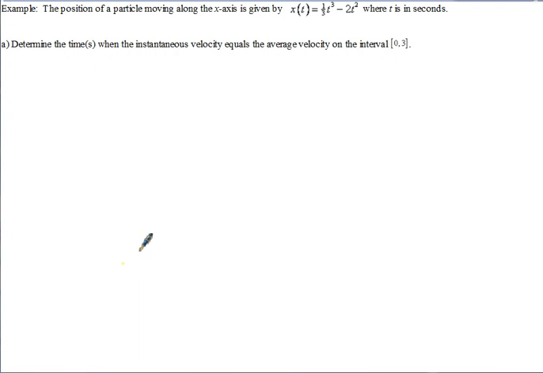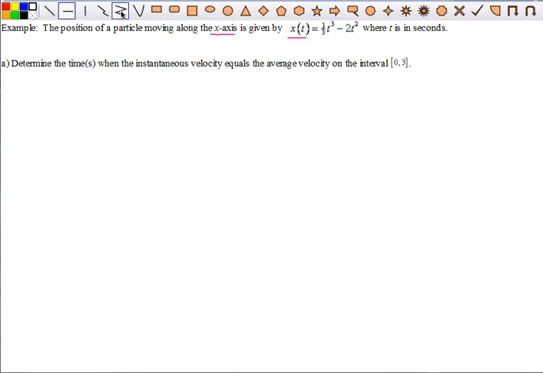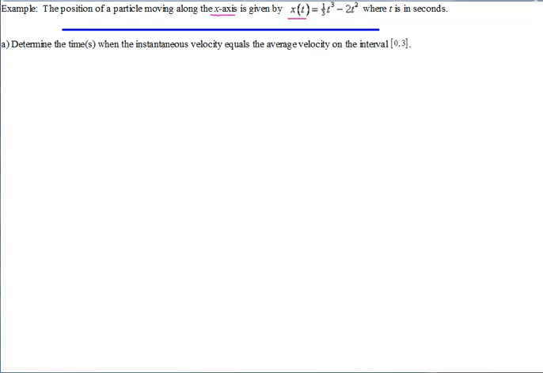Now let's look at a position function where it says it's moving along the x-axis. And notice they call the position function x of t to remind you it's moving on the x-axis. So on the x-axis, draw it here. This is our x-axis. Then just think which direction is positive and negative. If something's moving right on the x-axis, that means the velocity is positive. That's the positive x direction. If something's moving left on the x-axis, that means the velocity is negative, or less than zero.